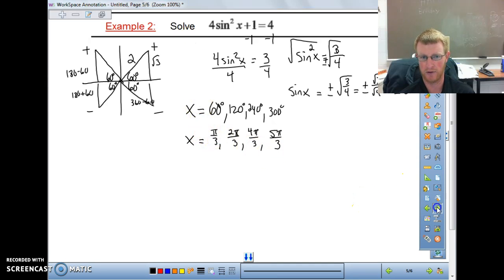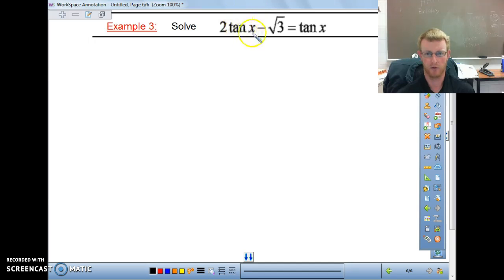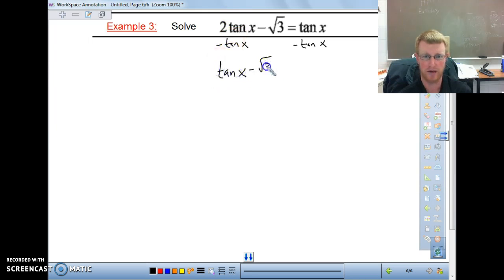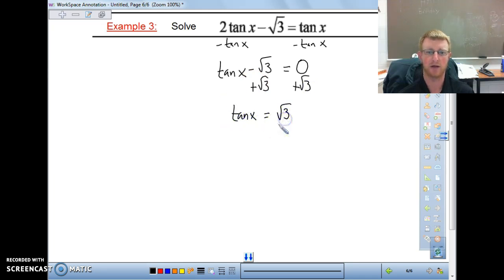Okay, let's look at our last example. Same idea. We want to isolate our tangent of x. The first thing I would do is subtract tangent of x from both sides. So 2 tangent of x minus 1 tangent of x is just 1 tangent x, minus the square root of 3 equals 0 now. Now we add square root of 3 to both sides. So we have tangent of x equals the square root of 3. Keep in mind, square root of 3 would be like over 1. That's how we get our 2 sides.